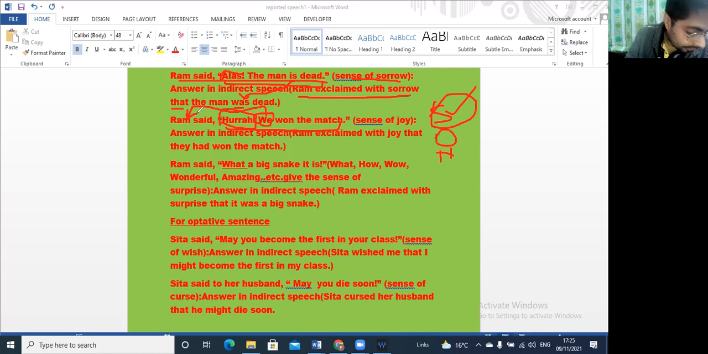What could be the plural of Ram? They, Ram and Syam. So what can we write in the place of Ram and Syam? They. All right. Ram exclaimed with joy that they.